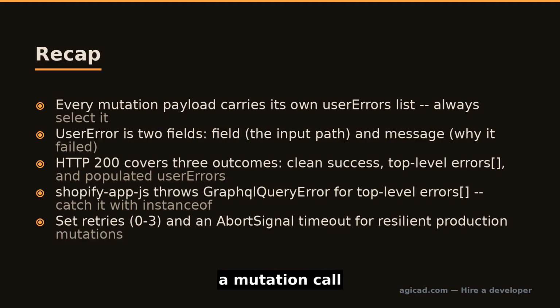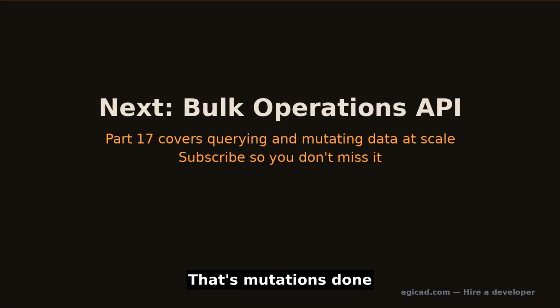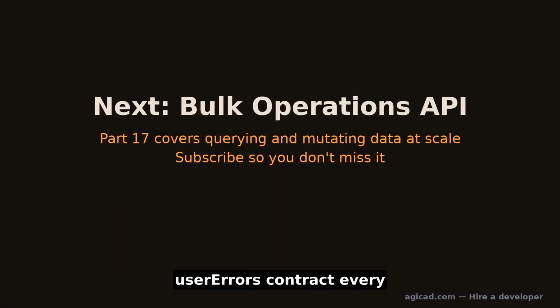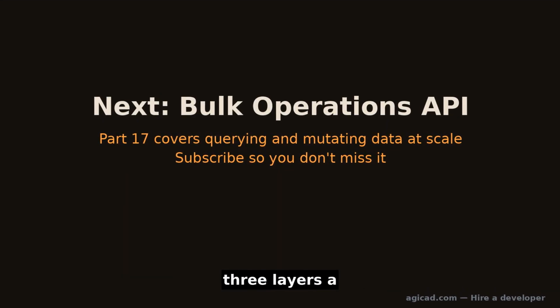That's mutations done right. The userErrors contract every payload carries, the 3 layers a call can actually fail on, and the real GraphqlQueryError and retry patterns from Shopify's own client library. Part 17 takes the next step, the bulk operations API, for when a single mutation or query isn't enough and you need to read or write data at real scale.